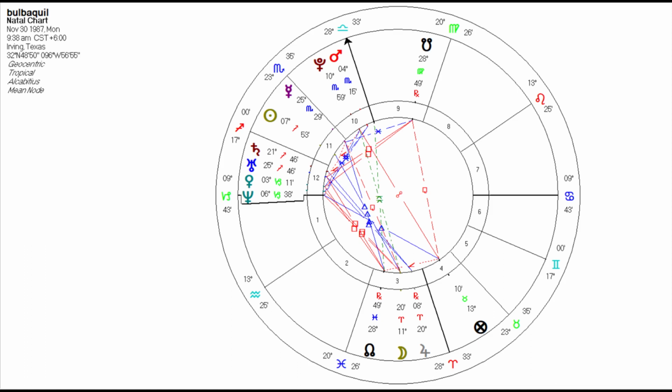Not only that, this is going to be an example of reception. This is going to be one of our examples of reception that we're going to talk about down the line. I'm glad that we have this particular chart. Okay, so why did I say it's an applying aspect? Because Venus is faster than Mars.